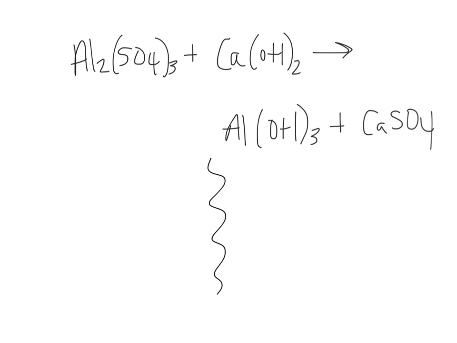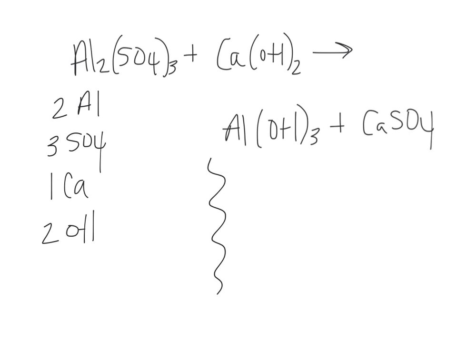So let's do our atom inventory. It looks like in this case I have 2 aluminums. When you look at the sulfate groups, there aren't 4 sulfates, it's this number outside here. So there are 3 of everything in here. There are 3 sulfate groups, so you want to write that as 3 SO4s. It looks like I have 1 calcium, and likewise I have 2 hydroxides. So just like before, same type of deal.